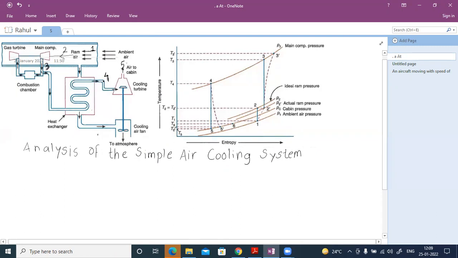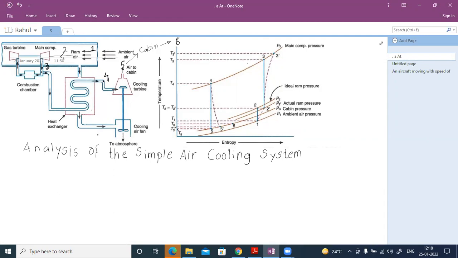From the exit, it will go to the cabin. From 5, the exit of the turbine, we will supply it to the cabin, and once it is getting out of the cabin, it is point number 6. Is that okay? Yes, same diagram, we have plotted on a TS diagram. Is that okay with this one?